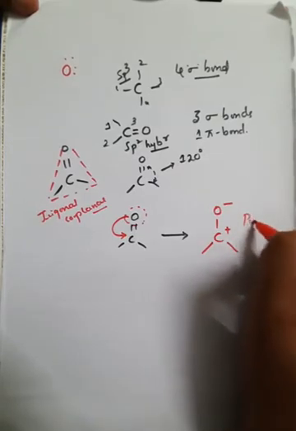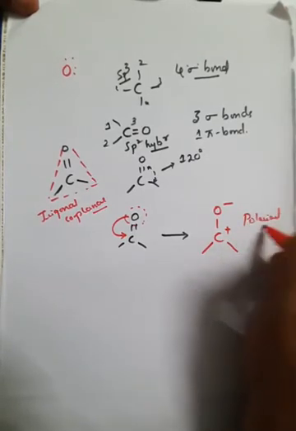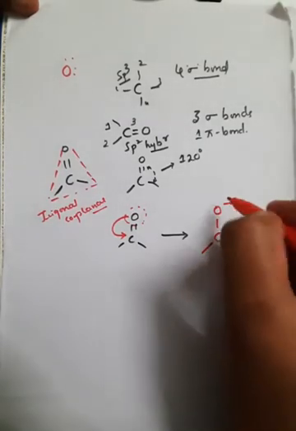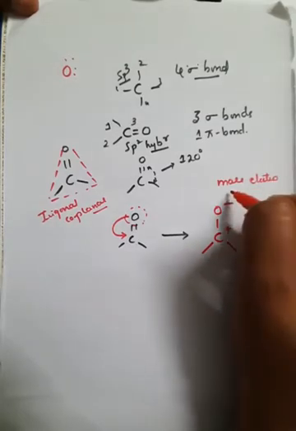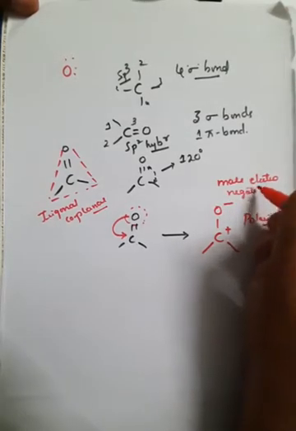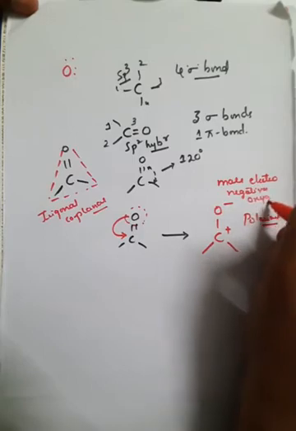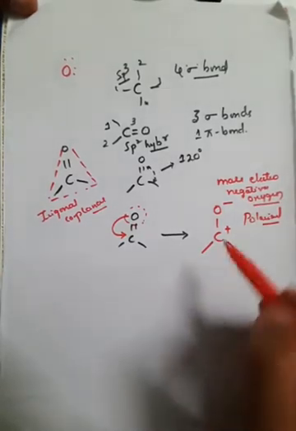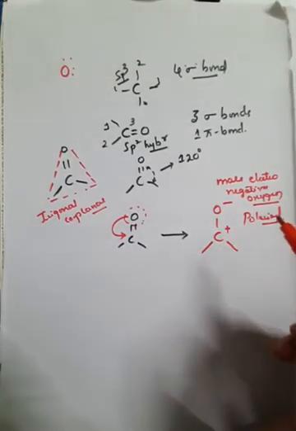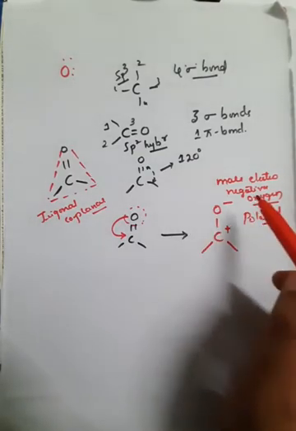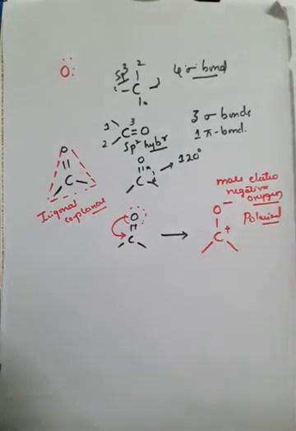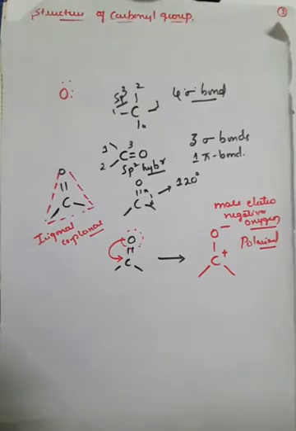So this is due to polarization, because of the more electronegative oxygen. Oxygen is more electronegative when compared to carbon. So therefore what happens? This bond breaks, and here the oxygen will get a negative charge and carbon will get a positive charge, right? So these are the four important pieces of information regarding the structure of the carbonyl group.